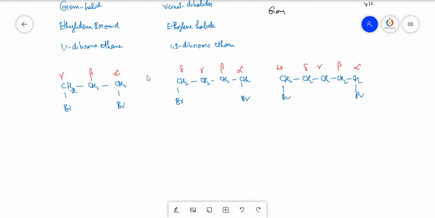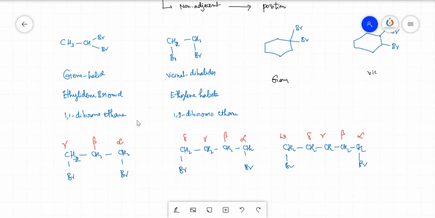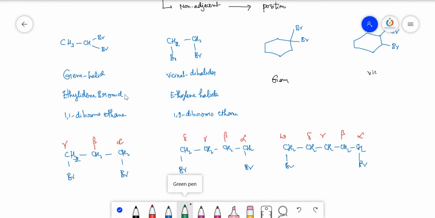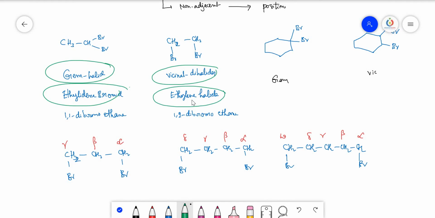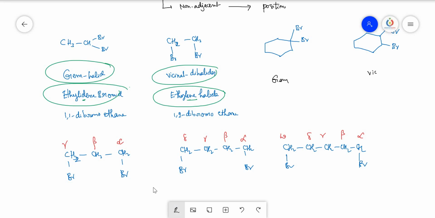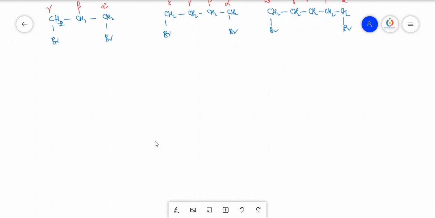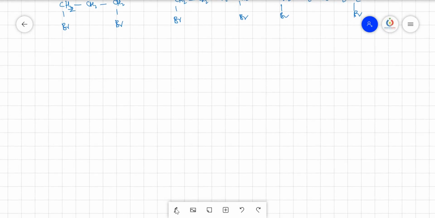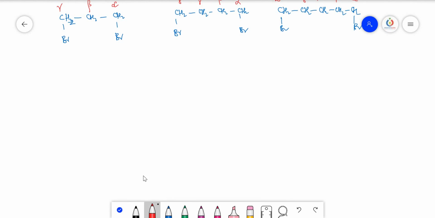Now let us see the trihalogen derivatives, but here you must remember one particular thing regarding the names of the geminal dihalides and the vicinal dihalides: E comes for vicinal halides, D comes for geminal dihalides. So now let us take another one, trihalogen derivatives.